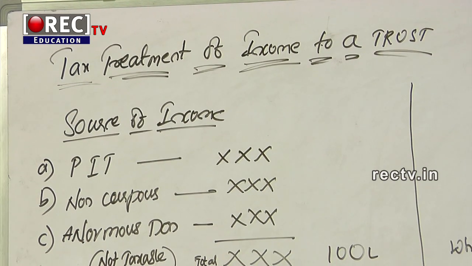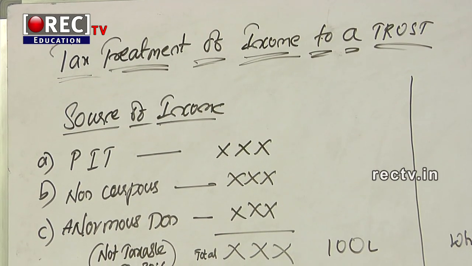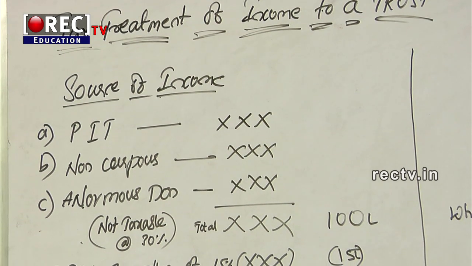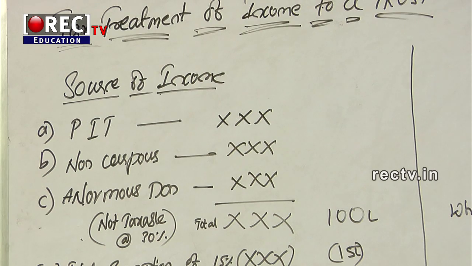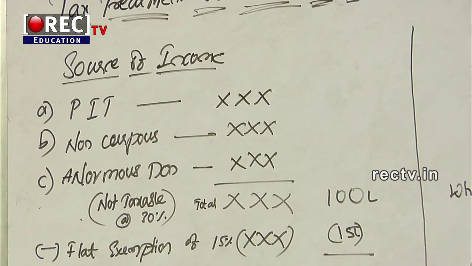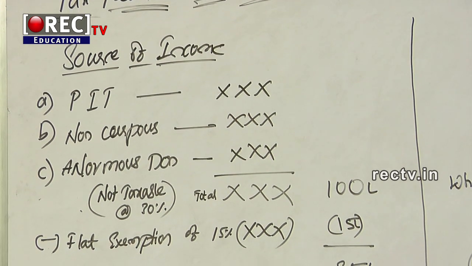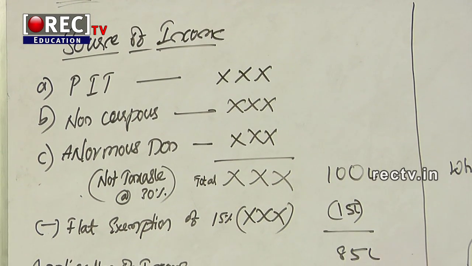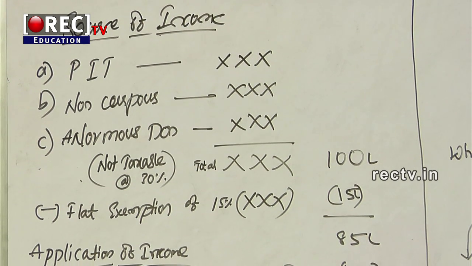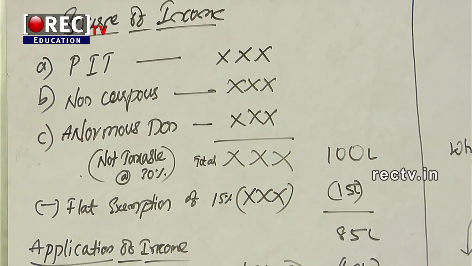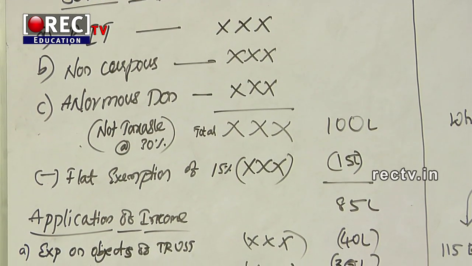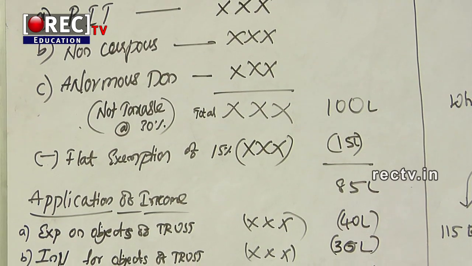Tax treatment of income to a trust. Now let us see how the trust gets income. Source of income, that is PIT: A, it is a property of trust and there is an income from that property. And B, non-corpus and/or non-anonymous. And C, anonymous donation not taxable at the rate of 30% should be included in source of income. And there is a flat exemption of 15%, which we should deduct from it.